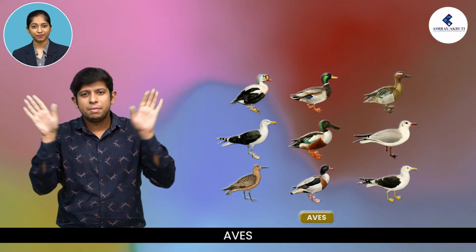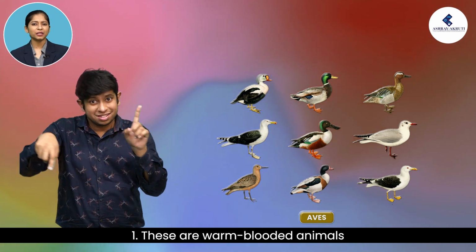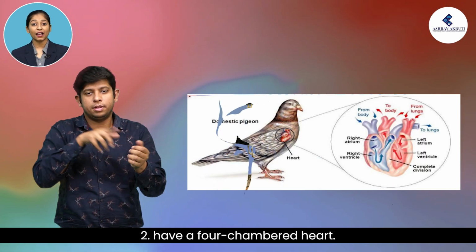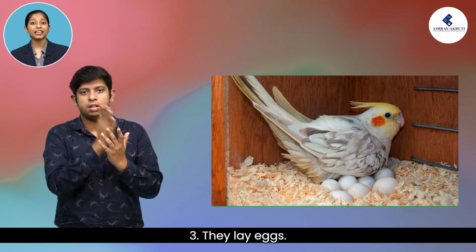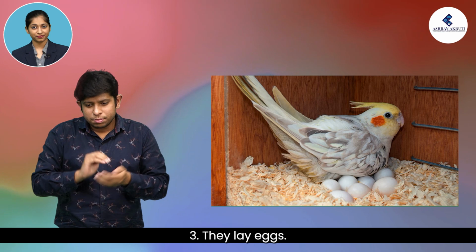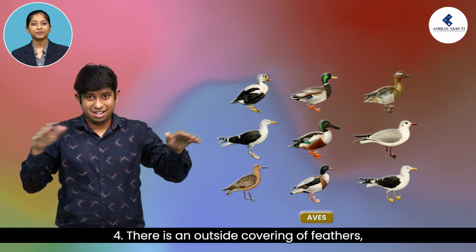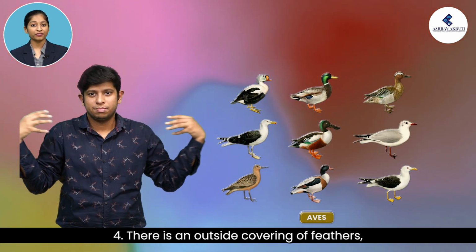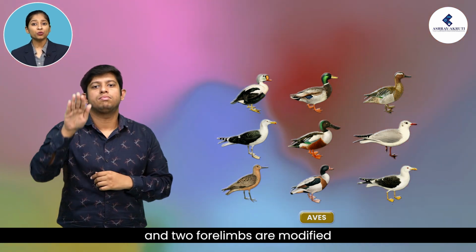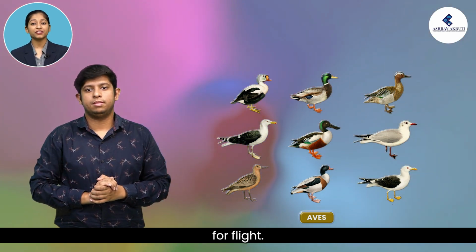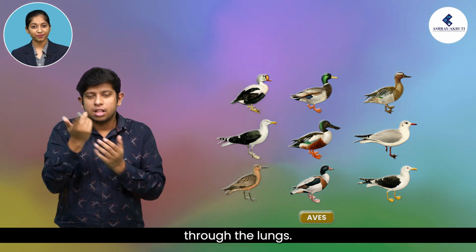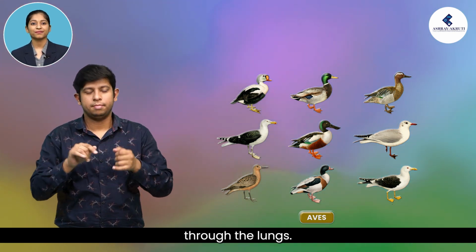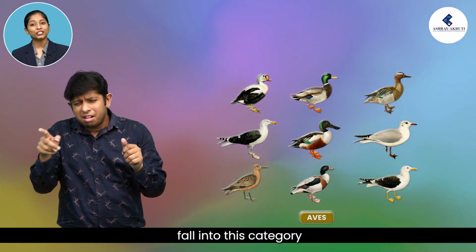Aves. These are warm-blooded animals. They have a 4-chambered heart. They lay eggs. There is an outside covering of feathers and 2 forelimbs are modified for flight. They breathe through the lungs. All birds fall into this category.